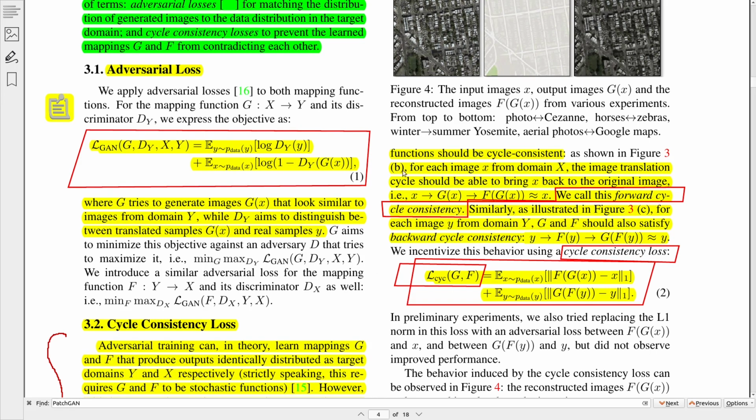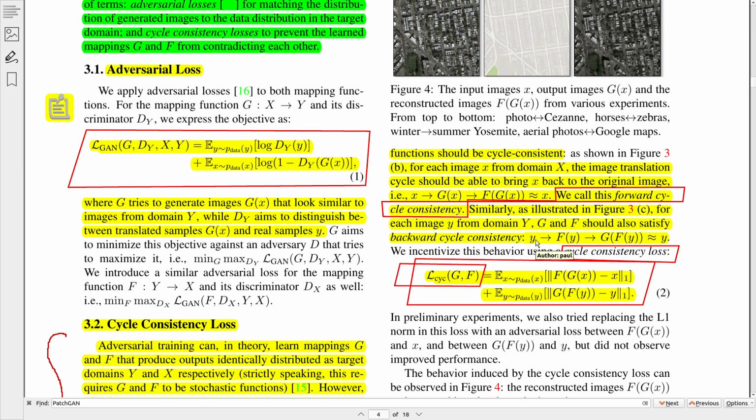What they say in section B is that for each image X from domain X, the image translation cycle should be able to bring X back to the original image. That is, X goes to G(X), then I take F of G(X), so X goes through 2 consecutive GAN cycles, and that should bring the original X back. We call this forward cycle consistency.